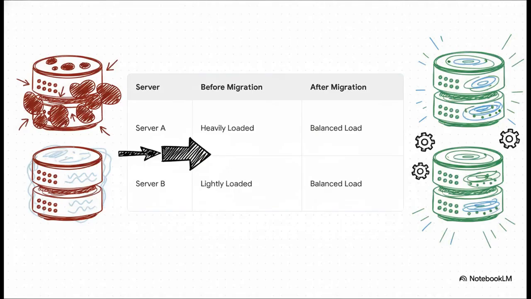And this table shows the perfect example of the most common use case. Imagine server A is really struggling under a heavy load, but server B is pretty much idle. The system identifies a process on server A, migrates it over to server B, and boom, the load is now balanced. Both servers are working efficiently, and the performance of the whole system gets a boost.